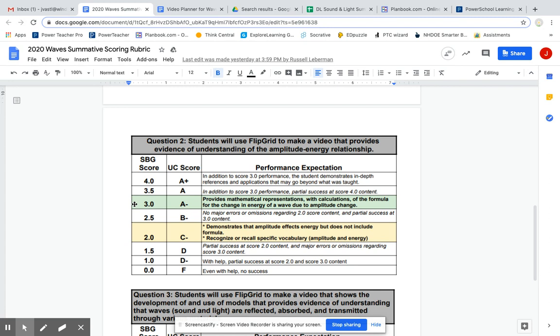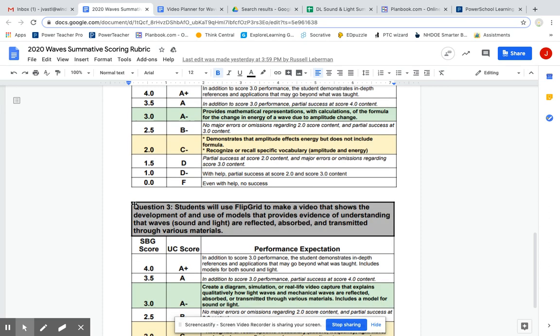So we formed an equation and we used it a few times, and we talked about how when amplitude changes, what happens to the energy, okay? So the level 3 would be providing that mathematical representation with calculation due to an amplitude change, okay? The level 2, you demonstrate that amplitude does affect energy, but you may not include the formula. And again, you're recognizing or recalling specific vocabulary. And that level 4 would be building on that level 3. So a real world application and going beyond, and maybe going on beyond what was taught.